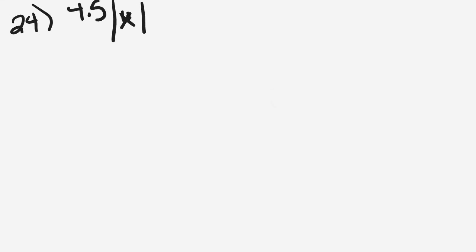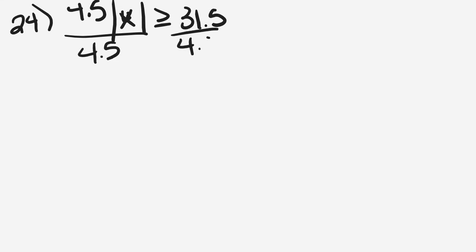All right, let's see, number 24. We have 4.5 absolute value of x greater than or equal to 31.5. All right, so we want that little house to be by himself, so we got to divide both sides by 4.5. Absolute value of x. This is going to be 7.